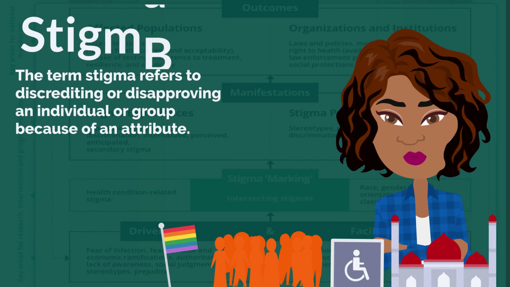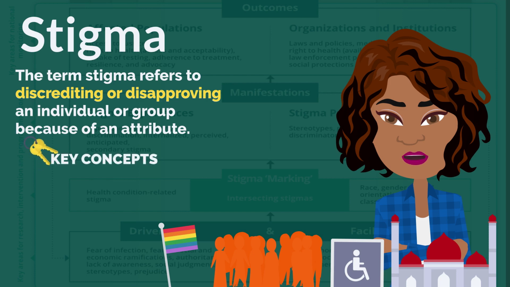The term stigma refers to discrediting or disapproving an individual or group because of an attribute. The key concepts associated with stigma are stereotypes, prejudices, and discrimination.